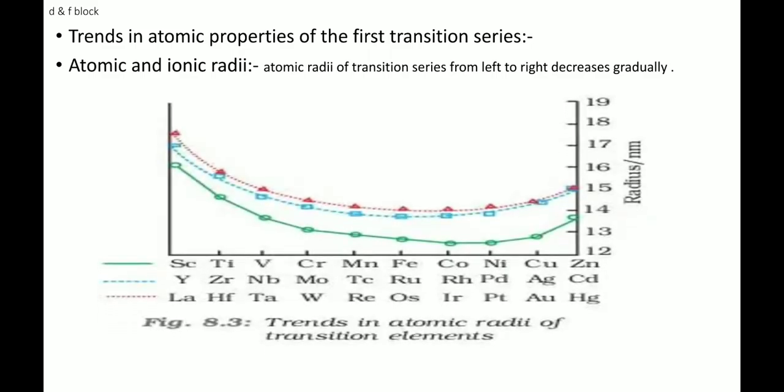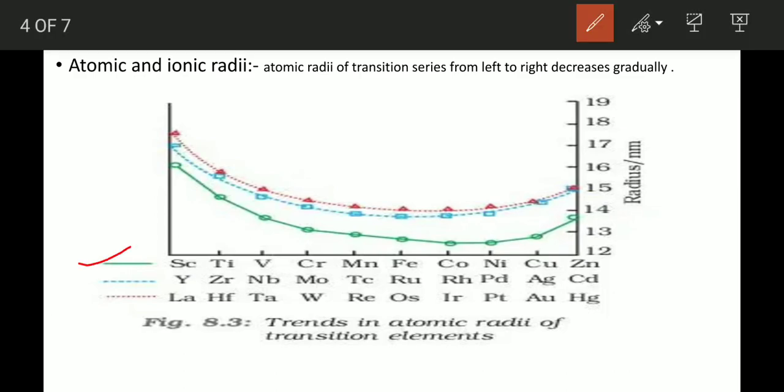See this transition series and atomic radii. This green line is indicating the first transition series, scandium to zinc, and we are observing here that the atomic radii slowly, gradually decrease, then increase. Reason behind that: till cobalt and nickel it decreases, then slowly it increases, slightly increases.